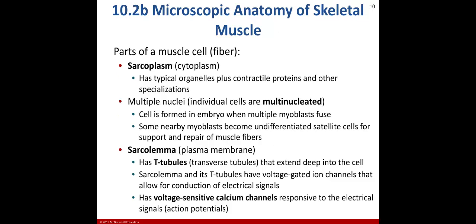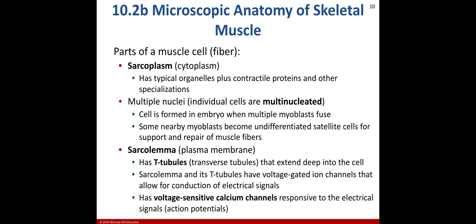Okay, let's now look at an individual muscle cell or a muscle fiber. We have some special terms for these special cells. The first is the sarcoplasm, which is just another word for the cytoplasm inside of a muscle fiber. The sarcoplasm is going to have typical organelles that you would find in cells, but also it has contractile proteins. And there are other specializations that we're going to go through that the sarcoplasm has.